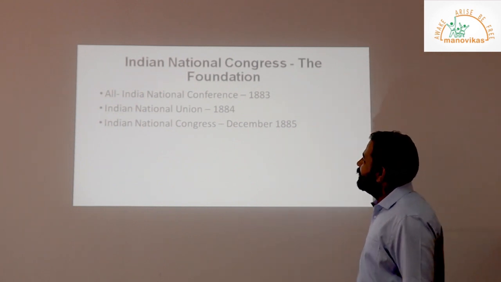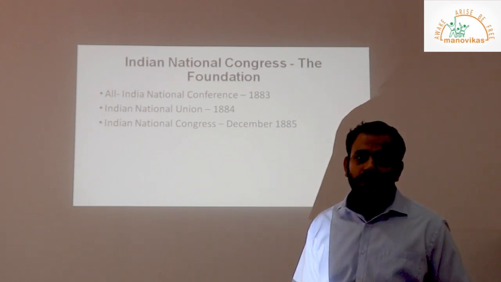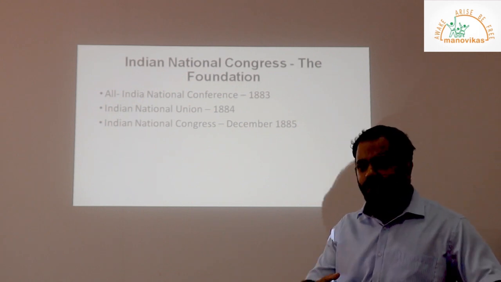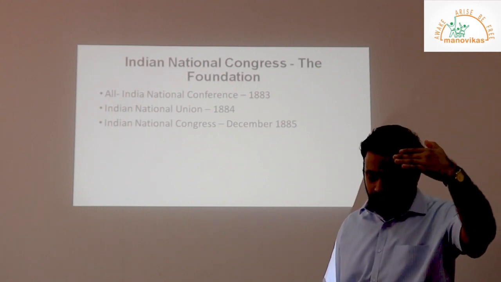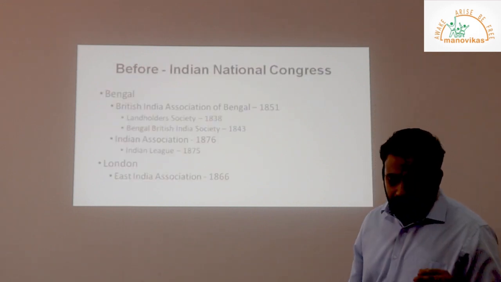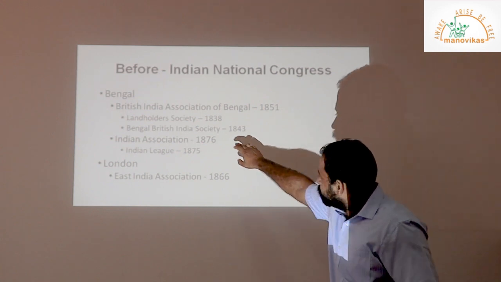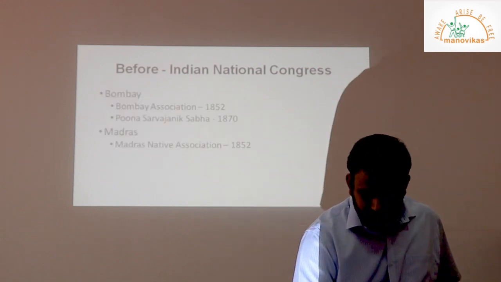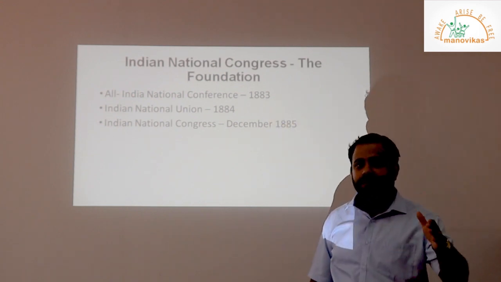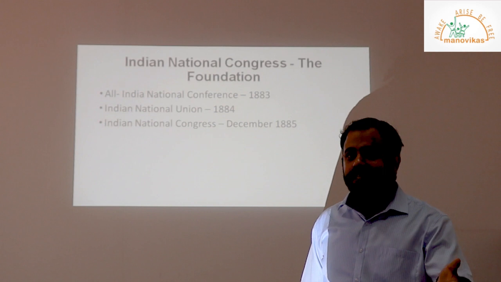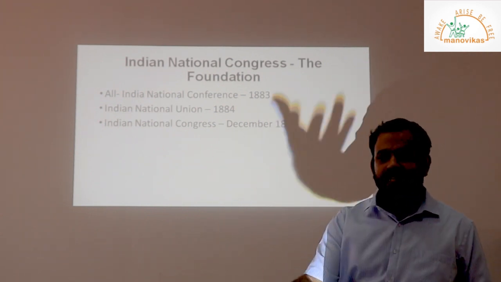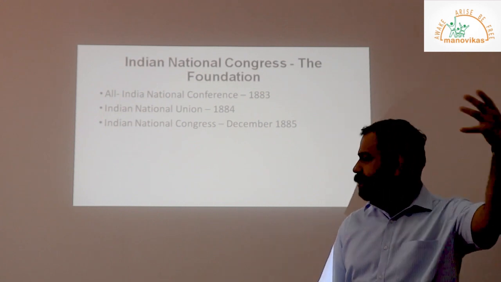In 1883, there was one conference held, one association formed called the All India National Conference, which was somewhat a higher level of the Indian Association of 1876. The All India National Conference of 1883 was founded by Surendranath Banerjee, and they were taking complaints and suggestions of Indians to the British.